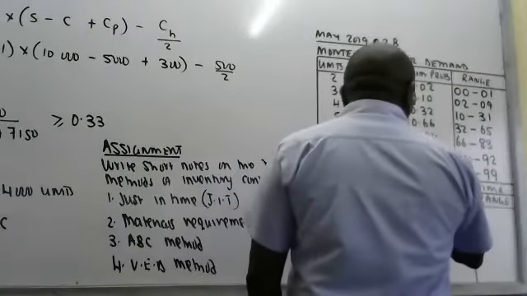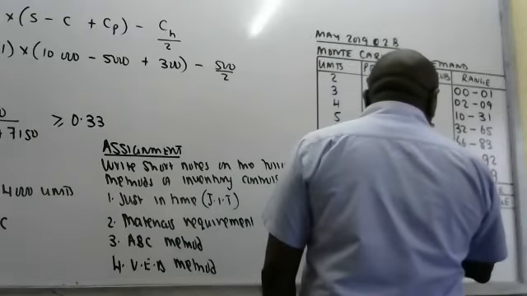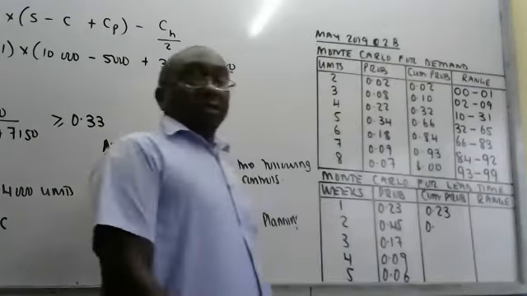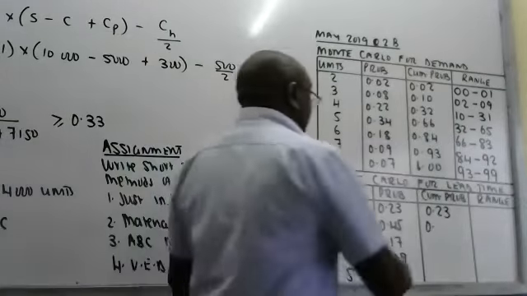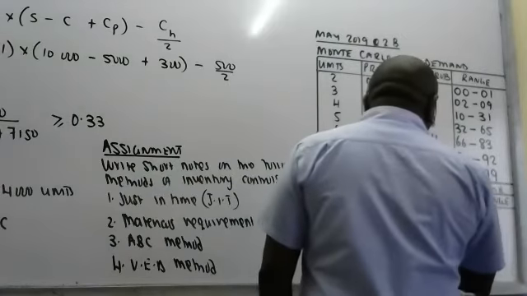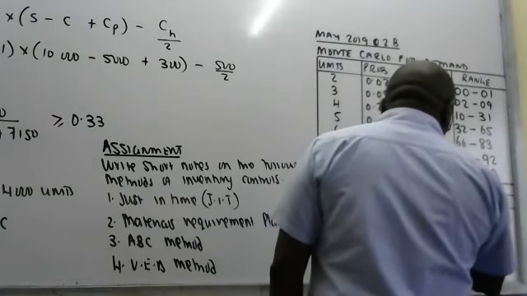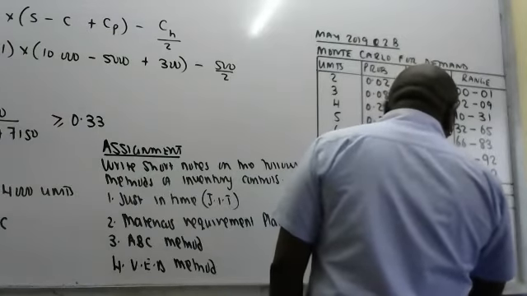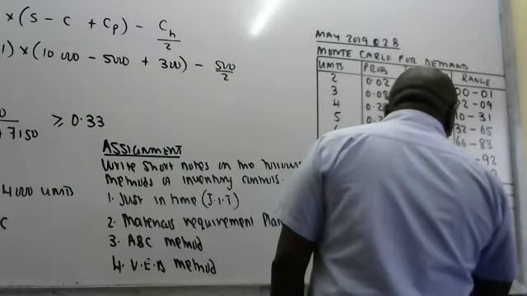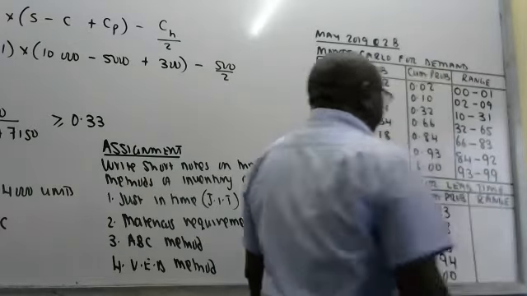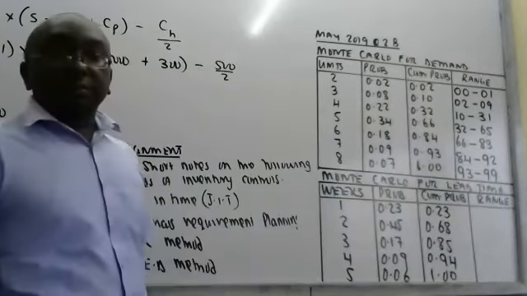Then, when you accumulate, the other one will be 0.68, then 0.85, then 0.94, and 1.